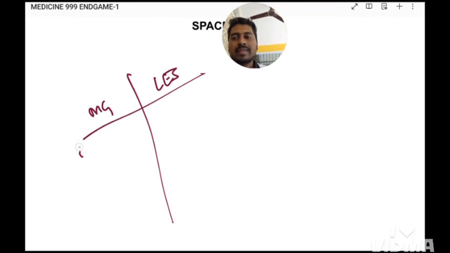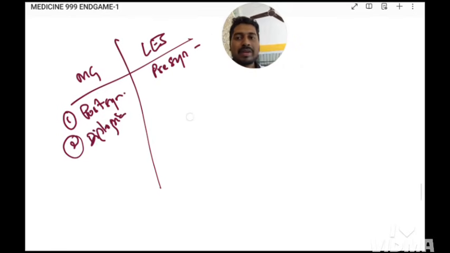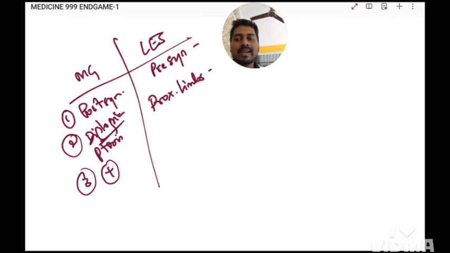So first thing, myasthenia gravis is against what? Postsynaptic. I told you already, it is postsynaptic. Lambert-Eaton is presynaptic. Second, in myasthenia gravis, there will be predominantly ptosis and diplopia. And in Lambert-Eaton syndrome, most commonly it will involve the proximal limbs. It doesn't start with diplopia. Third important point, reflexes in myasthenia gravis are present. In Lambert-Eaton syndrome, reflexes will be decreased.